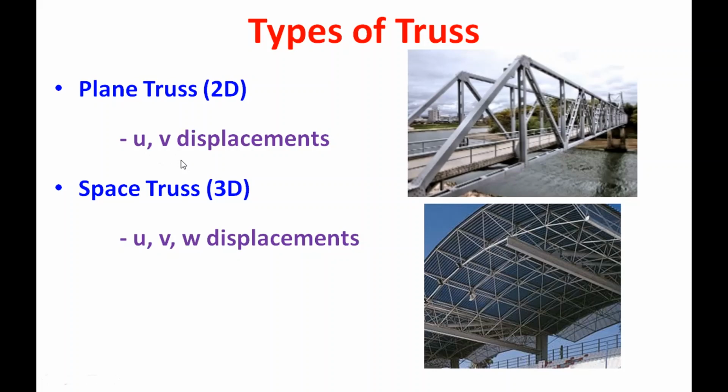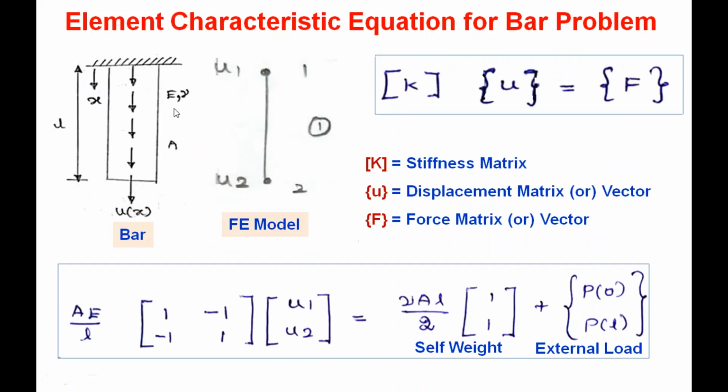In case of space trusses, we do the analysis in three dimensions. So in that case we have to assume all three displacements u, v, w, that is, u displacement along the x axis, v displacement along the y axis, w displacement along the z axis. We are going to consider only the two-dimensional plane truss for our analysis. In this part we are going to see how to solve a truss problem using the one-dimensional line element.